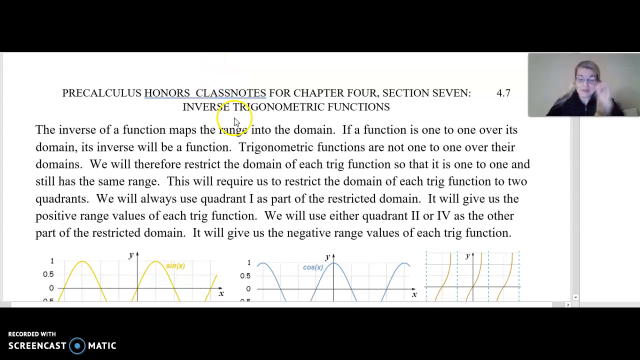All right, hello. Today we're going to be talking about inverse trig functions. So this is coming at you from Chapter 4, Section 7. So please grab our class notes, Chapter 4, Section 7.